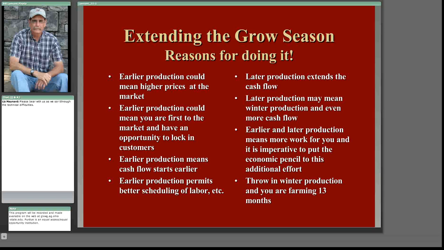Earlier and later means more work for you. Remember that. And it's imperative to put the economic pencil on this additional effort that you're doing. Throw in winter production and you're farming 13 months. And I like growers to take a little break, because I know that a long season, you get pretty tired at the end of it. So anyway, remember, season extension can be good, and it means a lot more work for you, so think about it.